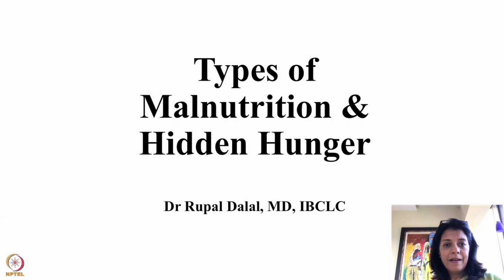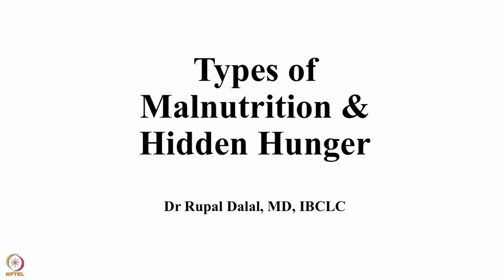Hello everyone. So this is going to be session number 3, and in this session I'm going to talk about hidden hunger and types of malnutrition. Very important. We have already discussed type 1 and type 2 nutrients. I will touch base upon it because primarily our types of malnutrition depend upon what kind of nutrients are lacking in children. So I will again touch base on that, but let's start with the types of malnutrition.